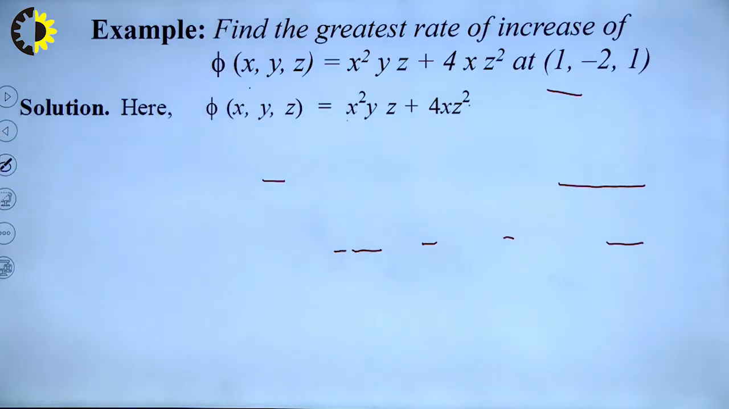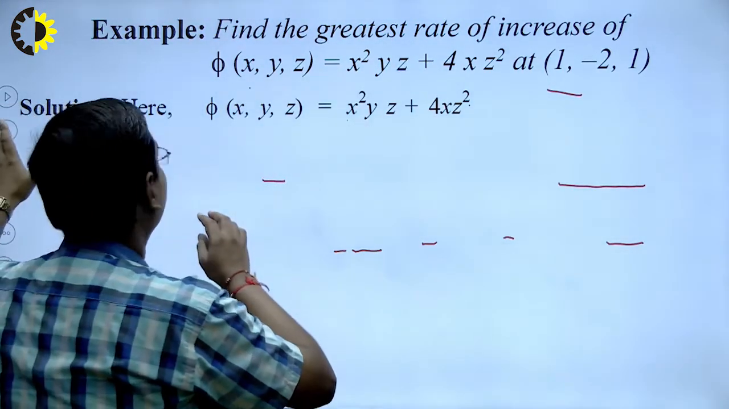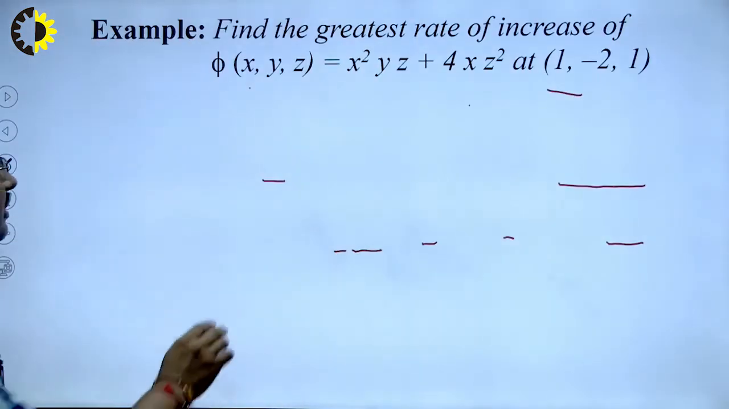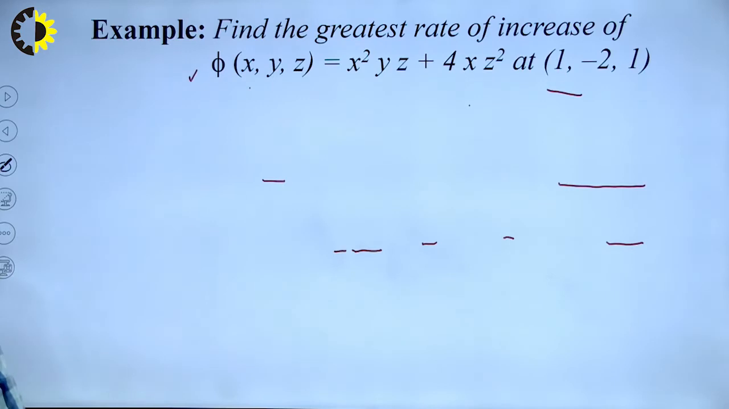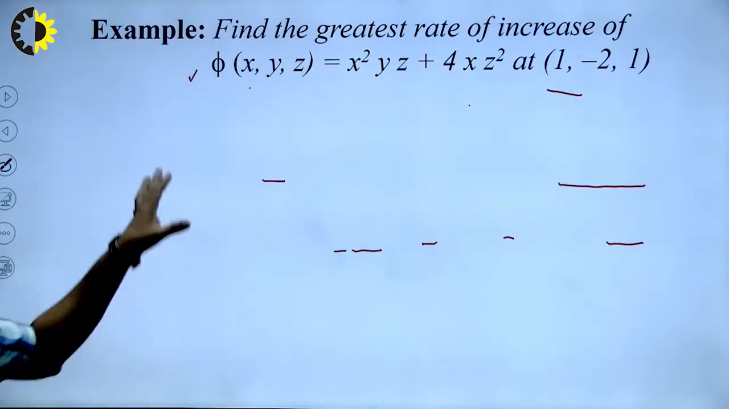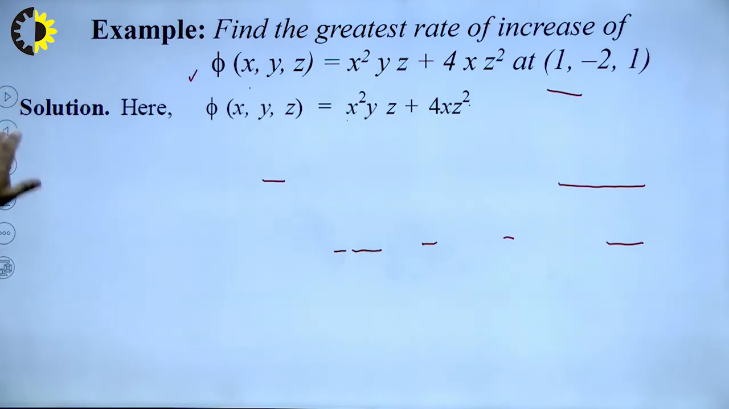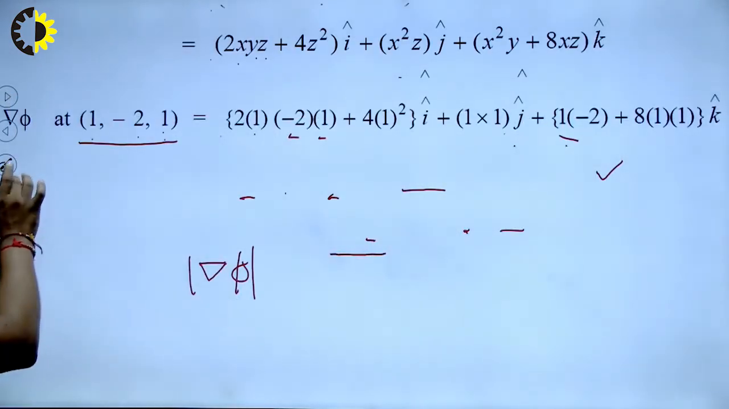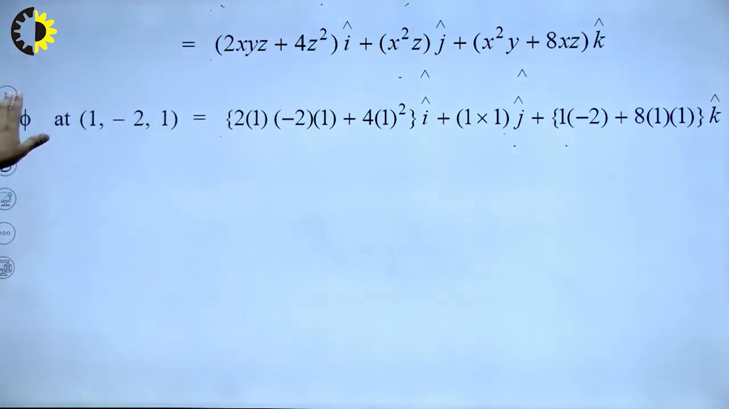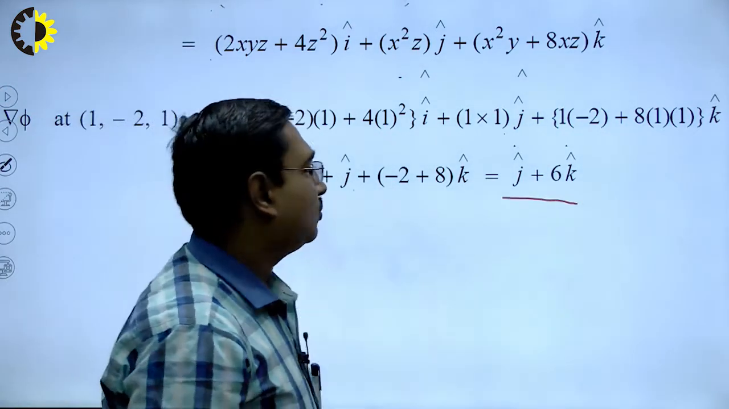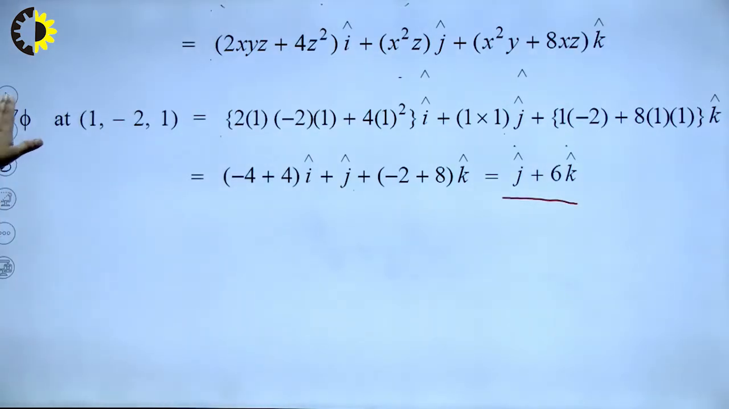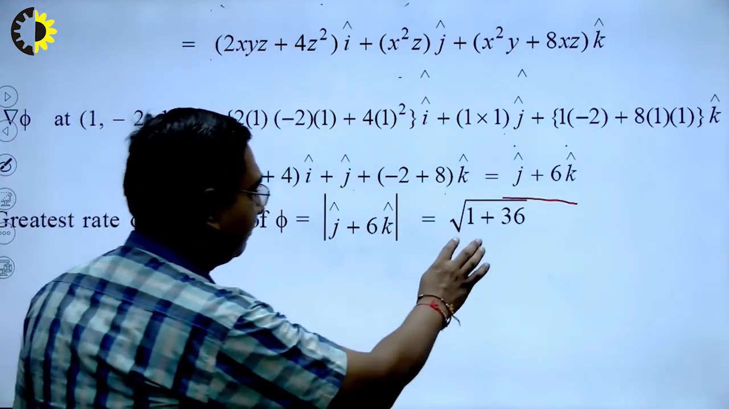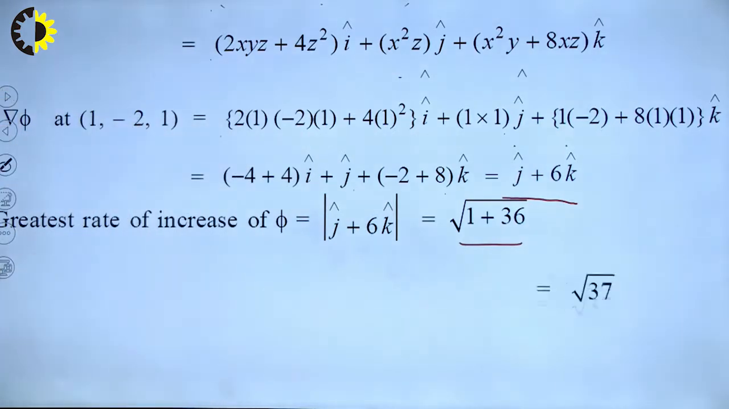Let me sum up once again. This function phi was given. We are looking for the greatest rate of increase of this function. First I calculated grad of phi. Then this grad phi was calculated at the given point. Calculating its value, the value so obtained was the gradient of phi. Its magnitude was taken, and this magnitude, which is root 37, is the greatest rate of increase of phi at the given point.